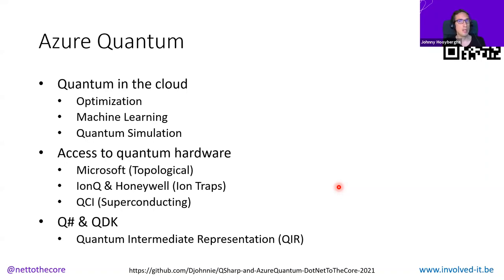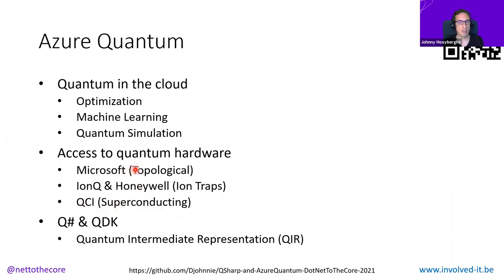But other companies like IBM, for example, have their own cloud environment and their own already available quantum computers in the cloud. But there are also other vendors like IonQ, Honeywell, QCI, all companies that are actually building physical quantum computers. And some of them are working with Microsoft through Azure Quantum. So here you can see, for example, that Microsoft is working on a topological kind of quantum computer. And to be honest, I have no idea what that means. Then IonQ and Honeywell are working on ion trap quantum computers, and I will try to explain what that is all about. And then QCI, just like IBM, are using superconducting quantum computers.